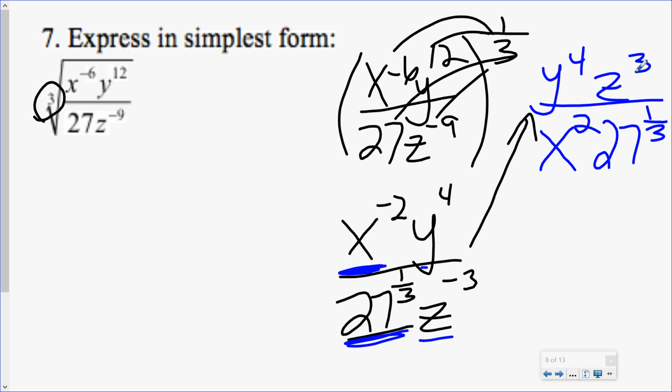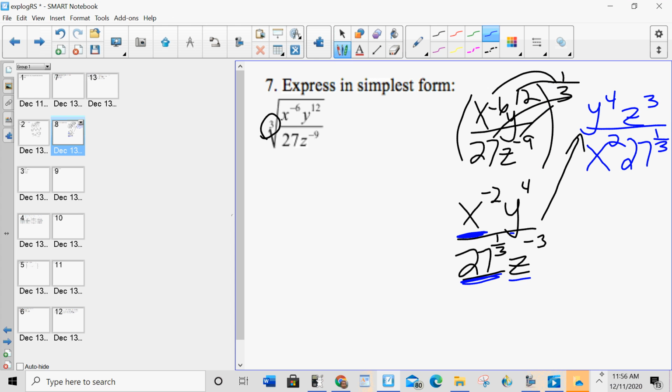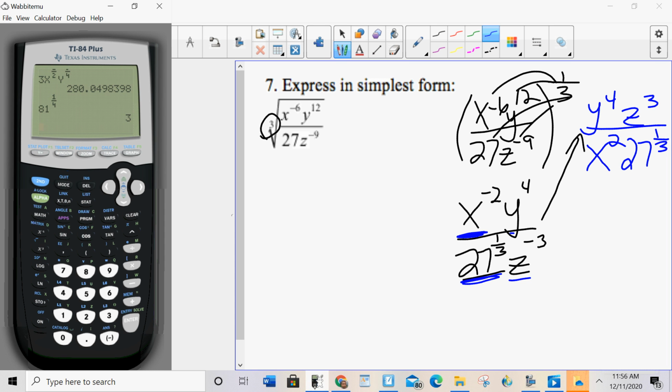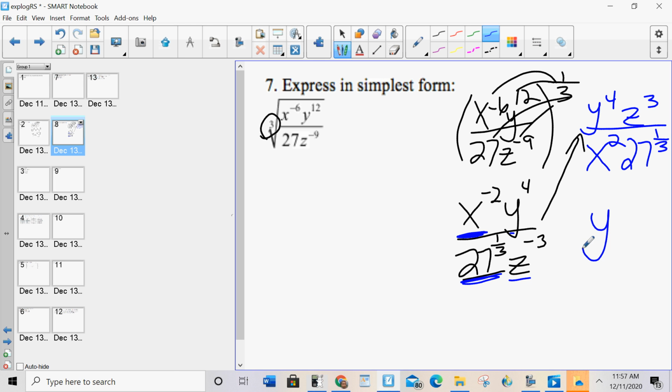Clean it up, MD. The only thing I can clean up is 27 to the 1/3 power. Ideally, you understand that the 1/3 power is the cubed root, and ideally you know that the cubed root of 27 is 3. But I can also just go to my calculator and type in 27 to the 1/3 power and get 3. So my answer is y to the 4th, z to the 3rd, over 3x squared.